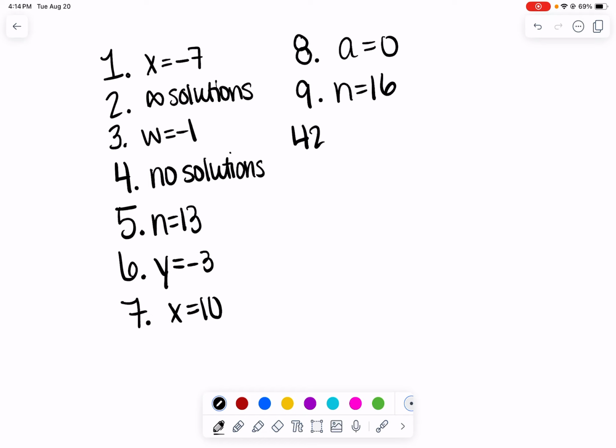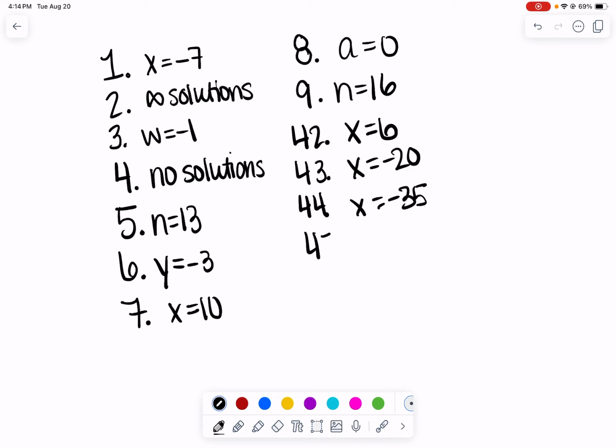Then on the other side, our numbers jump a little. We have 42, which is x equals 6. We have 43, which is x equals negative 20. We have 44, which is x equals negative 35. We have 45, which is x equals negative 1. We have 46, which is x equals negative 64. And we have 47, which is x equals 8.